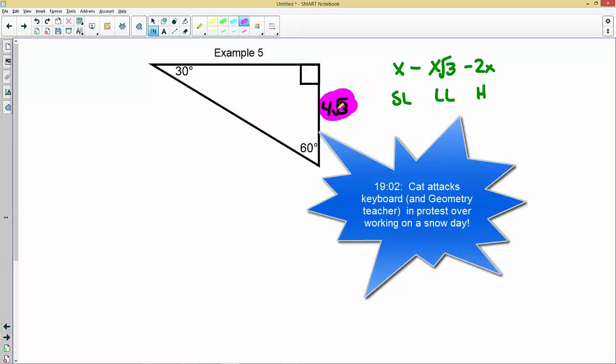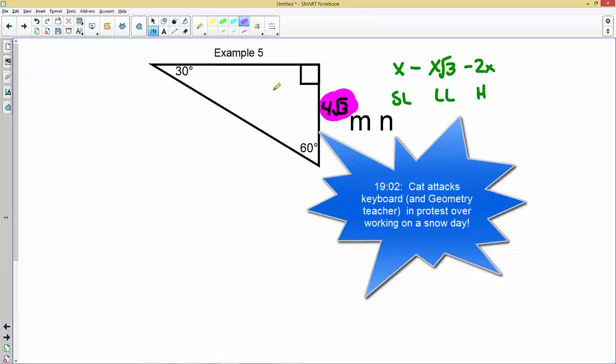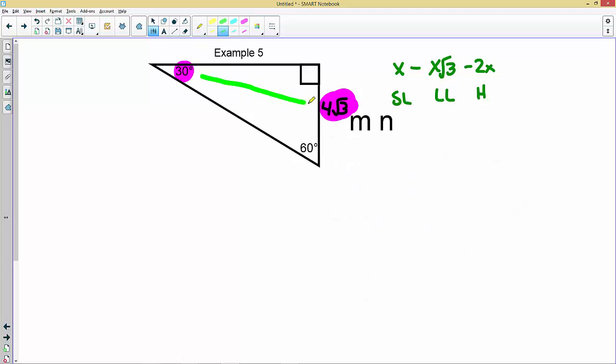We have this one, which is across from the 30. It's across from the 30, so we have the short leg. And that's what we're interested in. Here's the short leg. Piece of cake, right? So x equals 4 radical 3.